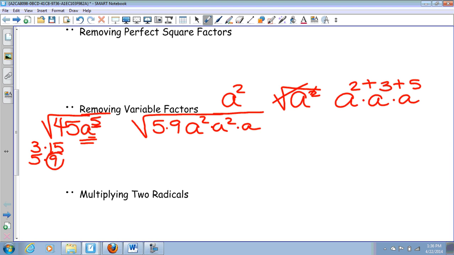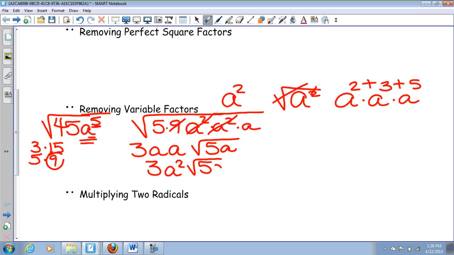Okay? What happens when I take the square root of 9? It becomes 3. What happens when I take the square root of a squared? It becomes a. What happens when I take the square root of a squared? It becomes a. What am I left with under the radical? 5a. Now, should I write it 3a times the square root of 5a? No, a times a is the same as a squared. So 3a squared times the square root of 5a.